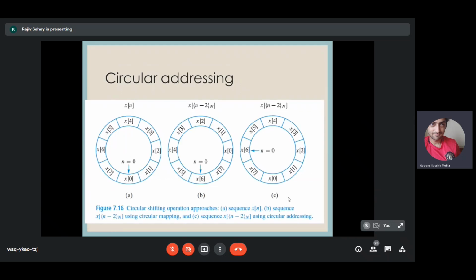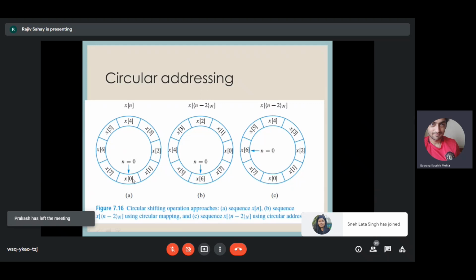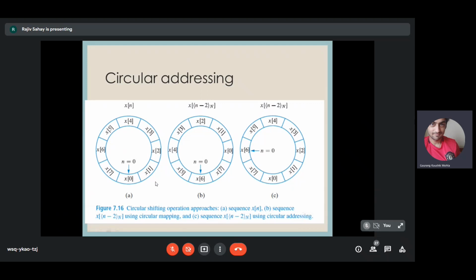Now let us see it pictorially. So there is something called circular addressing, or circular shifting. First of all, you see x of n. So x of n is arranged anti-clockwise. How do we do this circular shifting? Then we have this sequence x of n minus 2 modulo n. That means x0 shifts 2 steps ahead. So it is going to here. Whatever was at n equal to 2 is now occupied by x of 0.